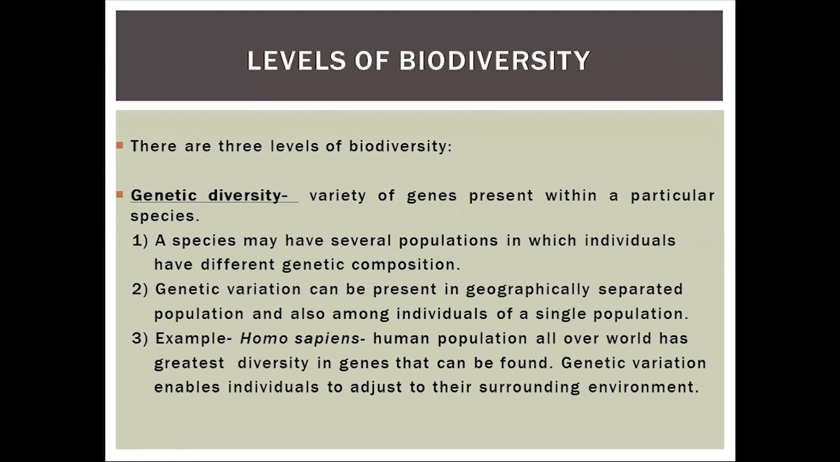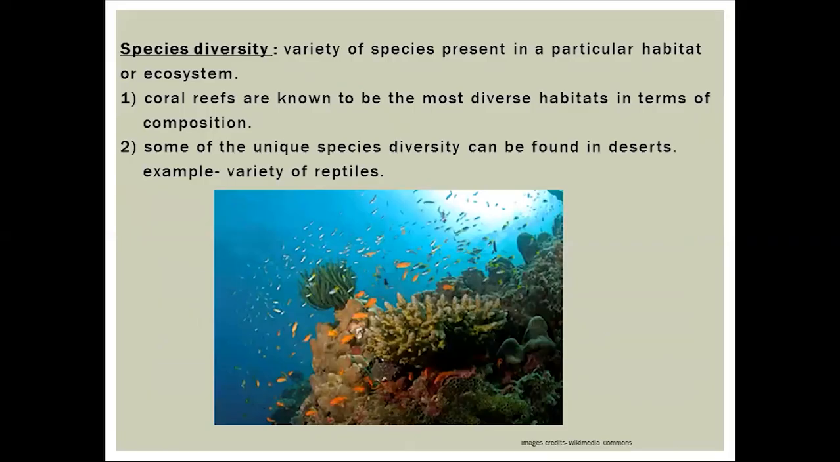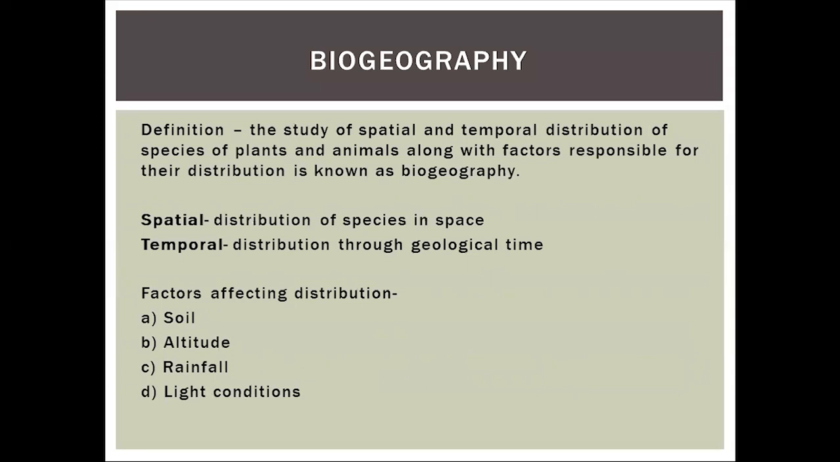Genetic diversity is the variety of genes present within a particular species. Then species diversity, which is the variety of species present in a particular ecosystem. And ecosystem diversity, which is again the variety of ecosystems present in a given region. So, three levels of biodiversity. Then we have seen what is biogeography. We have seen the definition of biogeography and the different factors that are responsible for the distribution of species.